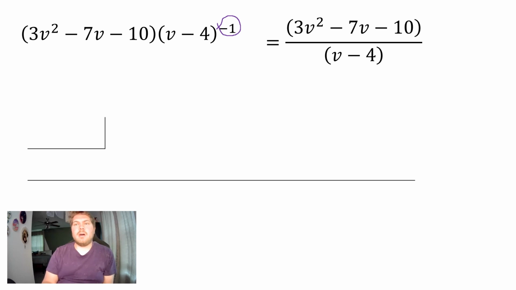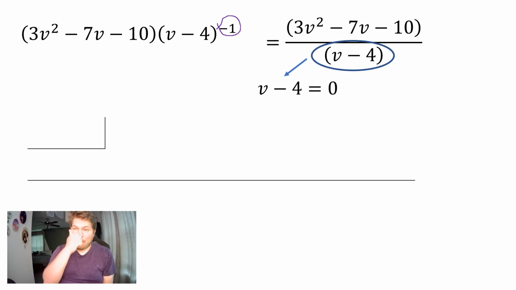So all we have to worry about is dividing this, and the way we're going to do it with synthetic division is we're going to figure out what makes v minus 4 equal 0. So it's hopefully quite obvious, but if not, you can bring the 4 over and you get that it is 4, because 4 minus 4 equals 0. So we're going to put 4 in this little box.